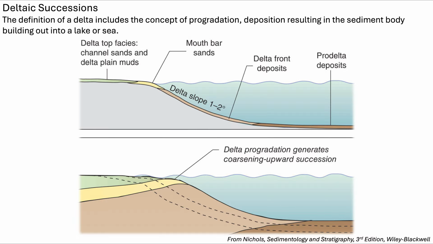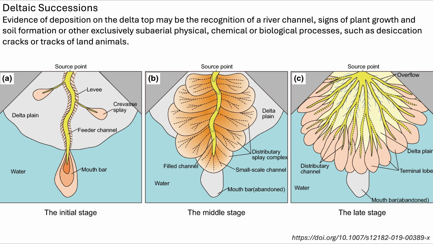The shallowing up, coarsening up pattern is one of the distinctive characteristics of a deltaic succession, but it can be considered to be more diagnostic of a delta only if the top of the succession shows a transition from deposition in a subaqueous to a subaerial environment. Evidence of deposition on the delta top may be the recognition of a river channel, signs of plant growth and soil formation, or other exclusively subaerial physical, chemical, or biological processes such as desiccation cracks or tracks of land animals.